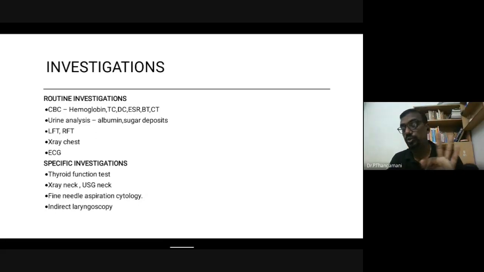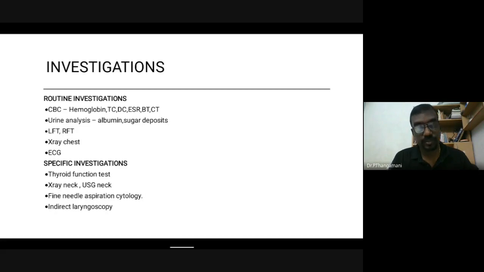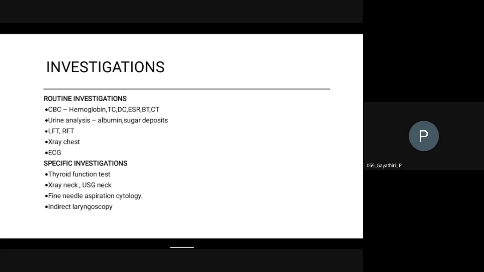What is the fourth use of USG? Nodes you can see. Sometimes clinically nodes will not be palpable, but ultrasonogram will be able to pick up clinically non-palpable nodes. So 4 uses of ultrasonogram in evaluation of a goiter, you should remember. Okay, go ahead.